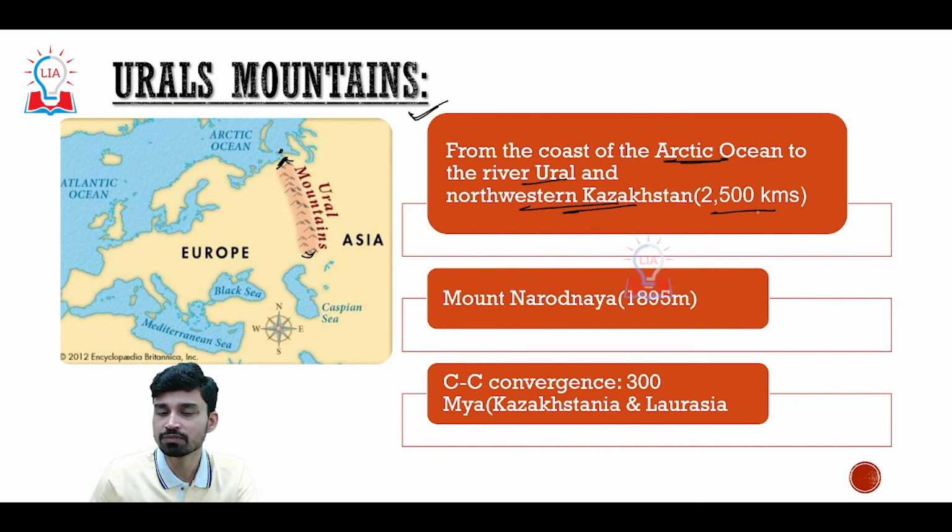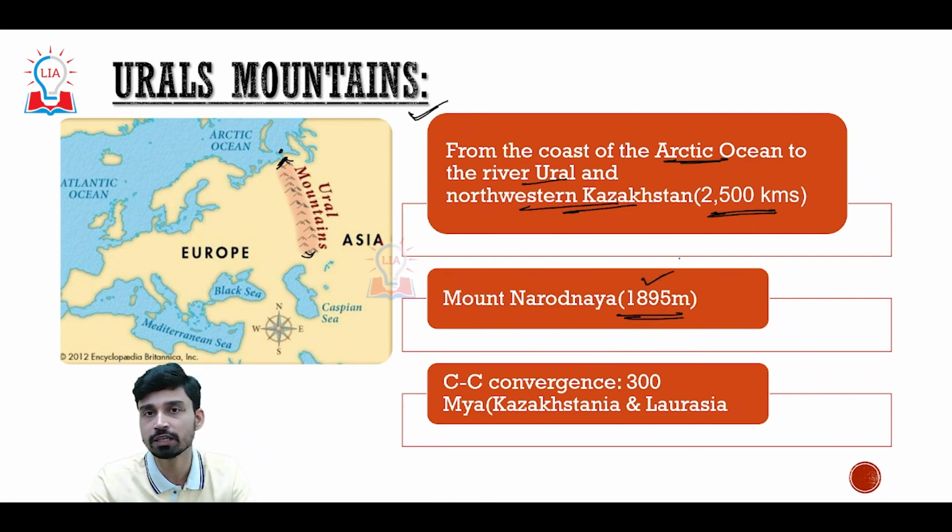Overall, it extends for a distance of 2,500 kilometers and is believed to be the longest mountain range of Europe. The highest peak of this particular mountain range is called Mount Narodnaya, at an elevation of 1,895 meters.